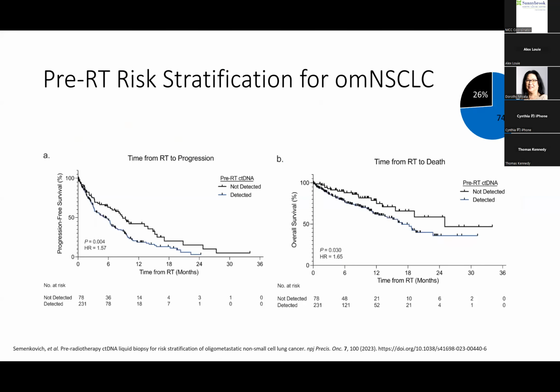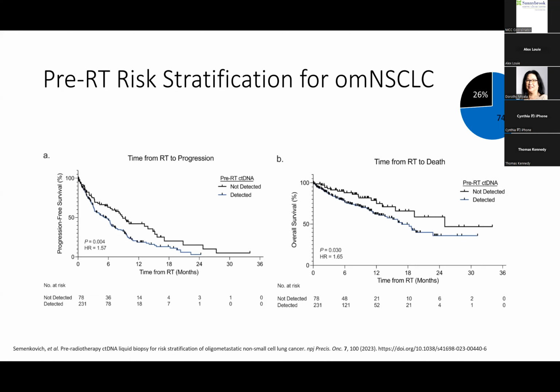In those patients, there was a 74% rate of detection of ctDNA prior to radiotherapy. And in those patients who had ctDNA detected, there was a worse both progression-free survival as well as overall survival, with a median PFS of 5.4 months versus 8.8 months in those with no detectable ctDNA, and an overall survival of median of 16.8 months versus 25 months.